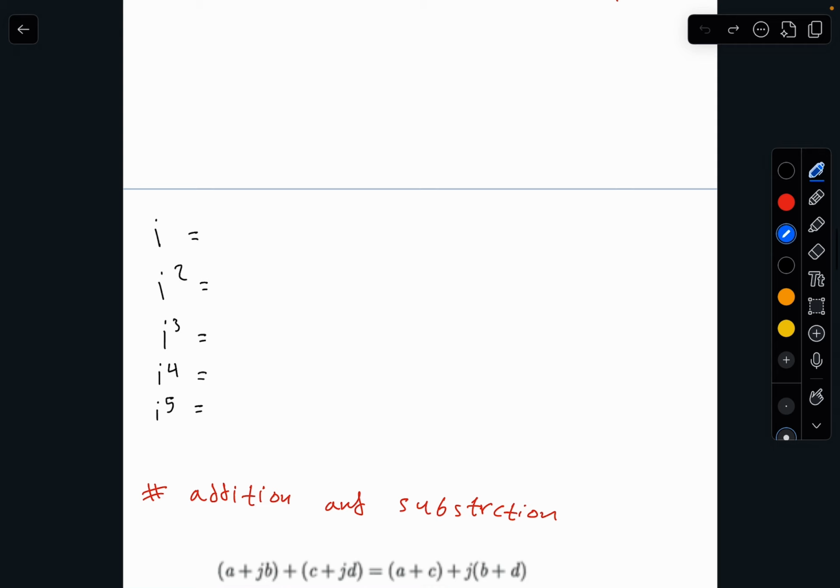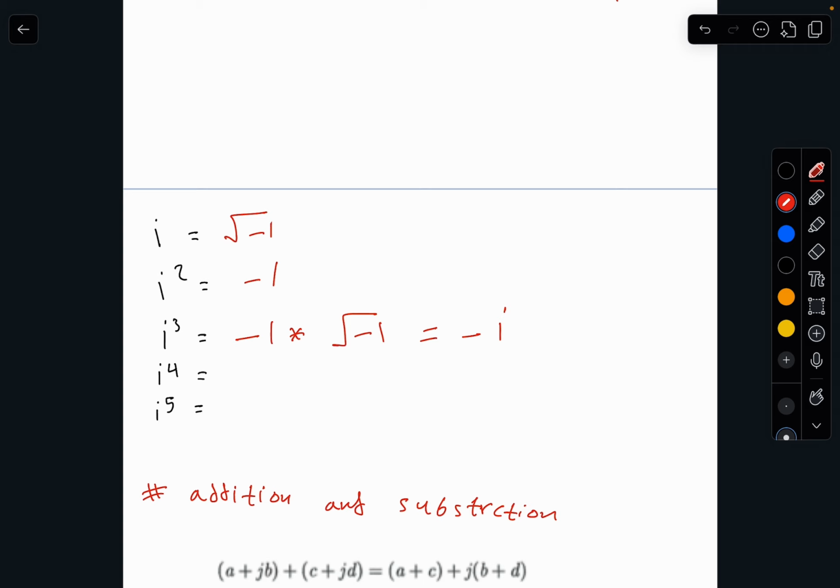So, for example, guys, the imaginary number, as we said, we defined it as the square root of minus 1. So if we take it to the power 2, then it will be minus 1. To the power 3, it will be what? It will be minus 1 times the square root of minus 1. So at the end it will be minus i, right?